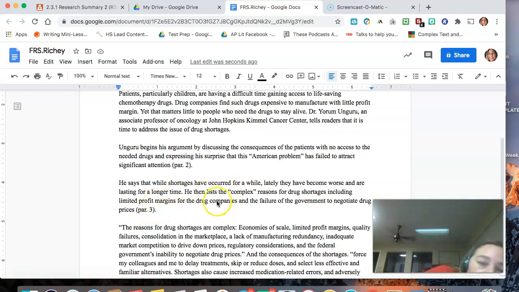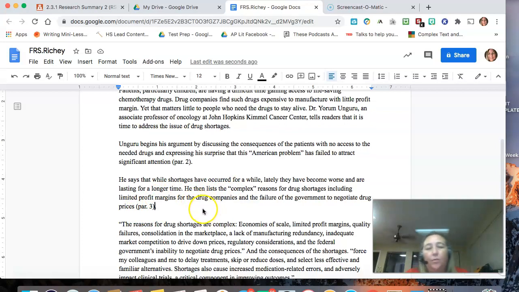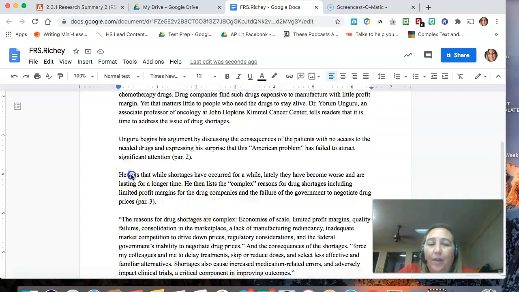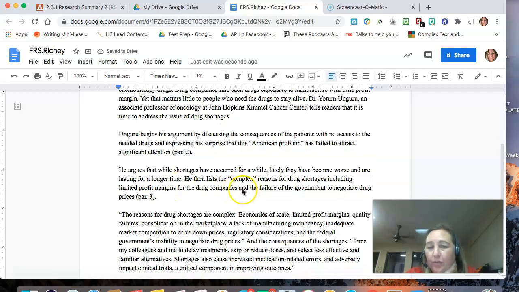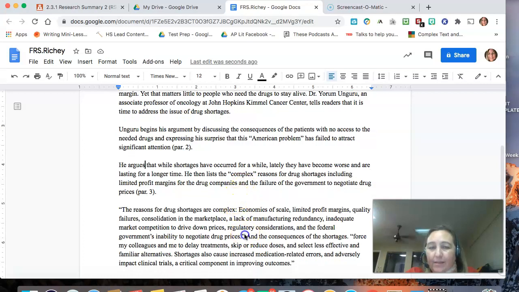Okay, but if we look at what I've done here, we've got the word says. What's another word I could use here? What's another verb that I could use here? He admits that while shortages have occurred for a while, he argues that while shortages have occurred for a while, all right, either of those will work fine, and I'm getting rid of that verb says.